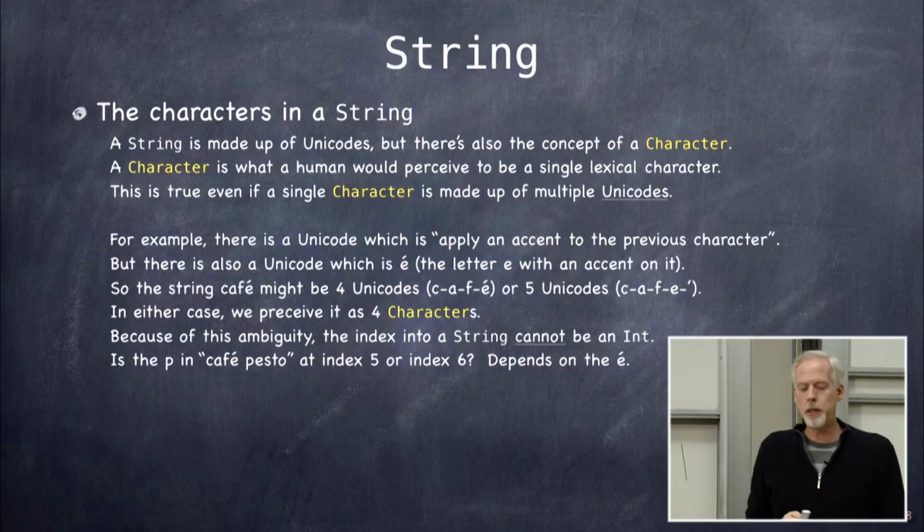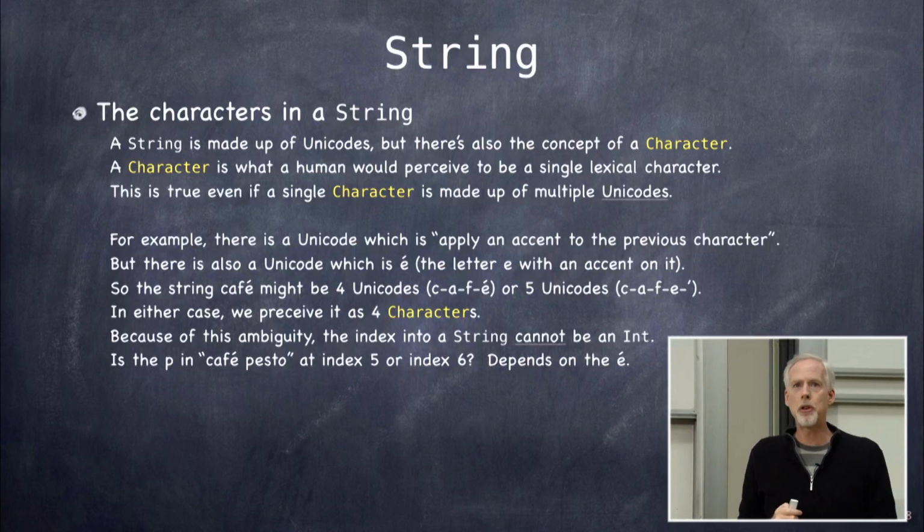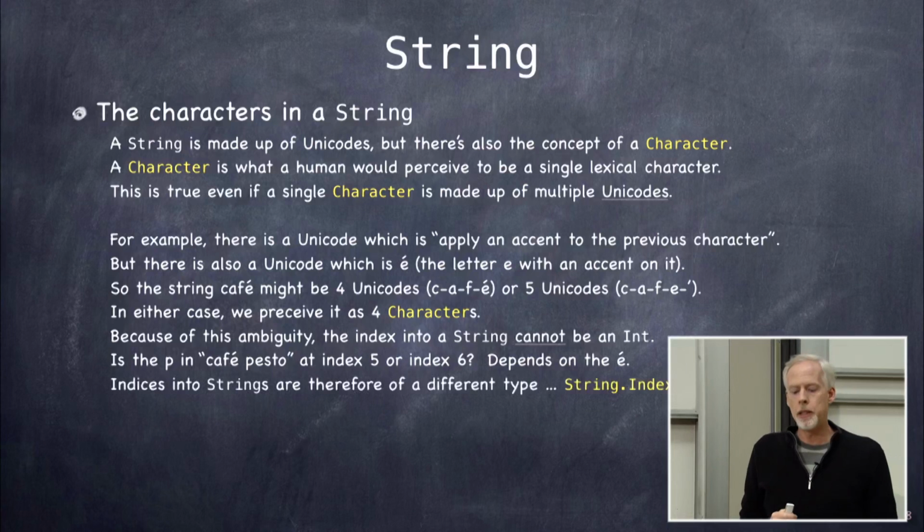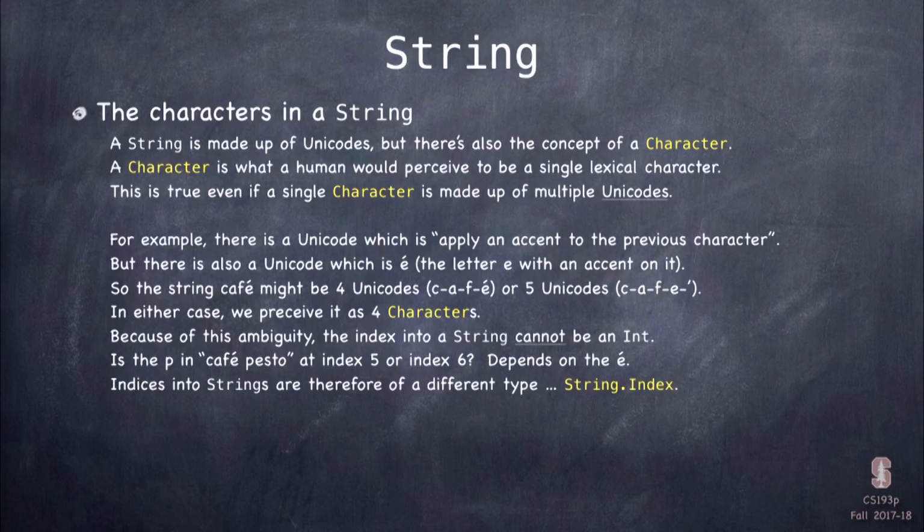We don't index strings by Int. Instead, strings are indexed by their own special type, String.Index. That's the only way to use subscripting on a string. You need a String.Index, not an Int. People don't like this. They want to index strings by Int, and I understand why, but you can't do that.